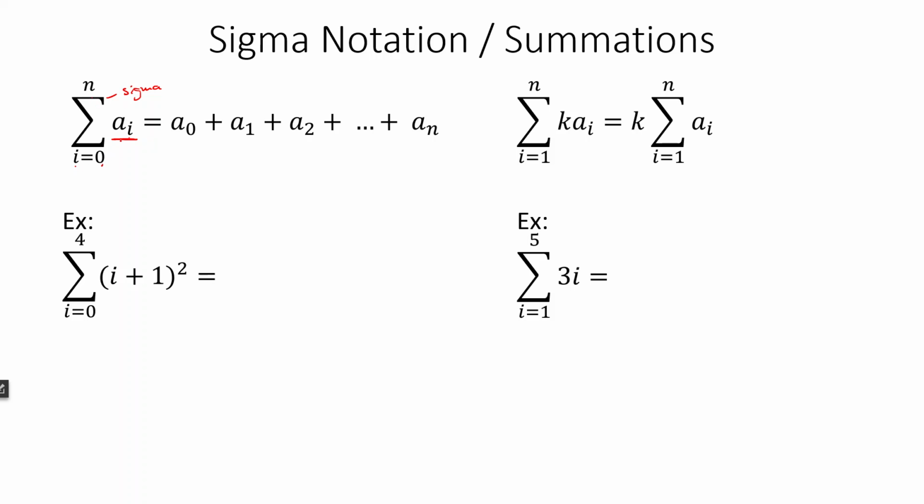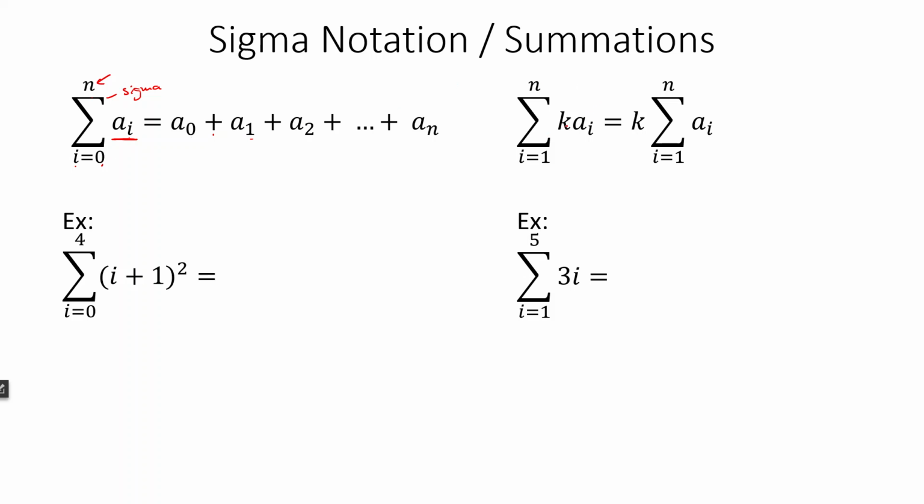All right, so this i changes. So we plug in 0, so a sub 0, plus we plug in 1, a sub 1, plug in 2, plug in 3, plug in 4, all the way down until we get to this n up here. This is our upper bound, and this is our start.